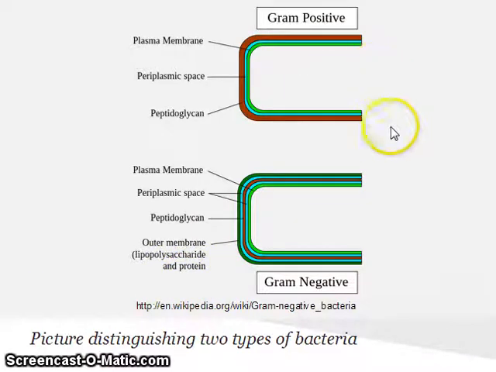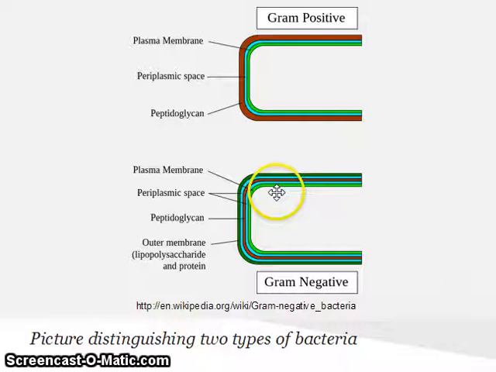Here's a gram-positive bacteria. There's a plasma membrane and then a periplasmic space, which is the space between the plasma membrane and the peptidoglycan. And here you can see the thick peptidoglycan, which allows for the crystal violet dye to go in and stick and color this bacteria purple.